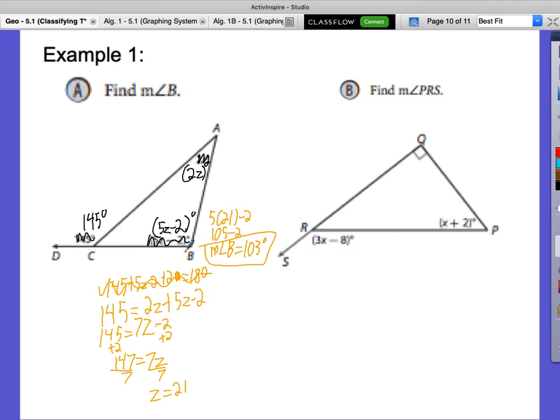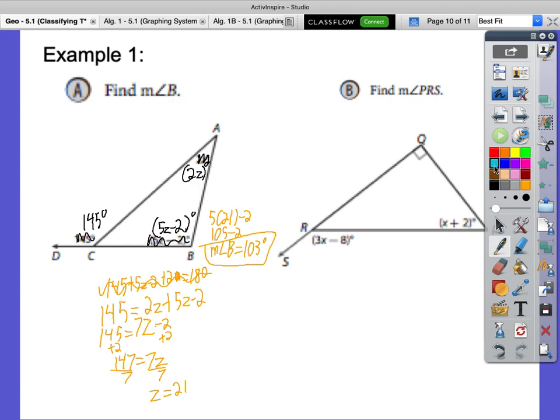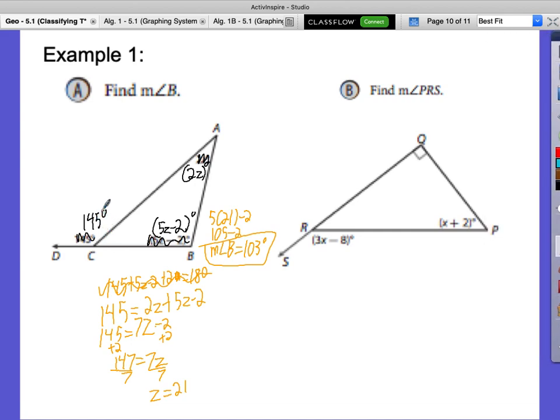Okay. Now, if you're more comfortable, does anyone know a different way we could have solved this? Okay, Green, what are you thinking? You could have found angle C. Yeah, I could say, hey, these add up to 180. 180 minus 145 is going to equal 35 degrees. Add 35 plus 5z minus 2 plus 2z equals 180. If you're more comfortable with that, you can do that. That's also okay. All 3 interior angles have to add up to 180.